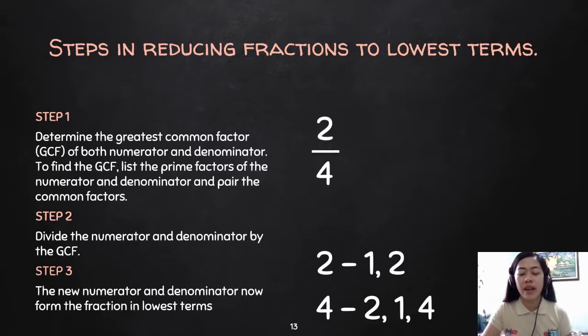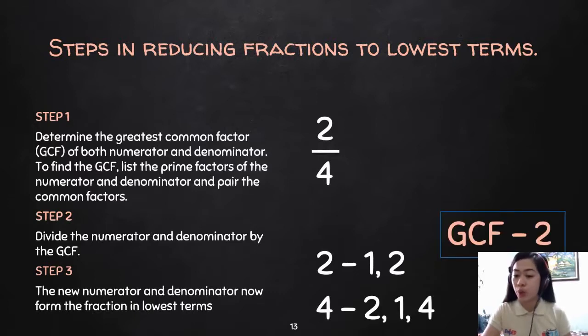Okay? After listing down the prime factors, we have to identify yung greatest common factor nila. So, sa mga prime factors nila, aling yung magkamukha? Nakikita natin dyan yung magkamukha, or yung common factor nila is 2. Therefore, the GCF is 2, or the greatest common factor. So, we are done with step 1.